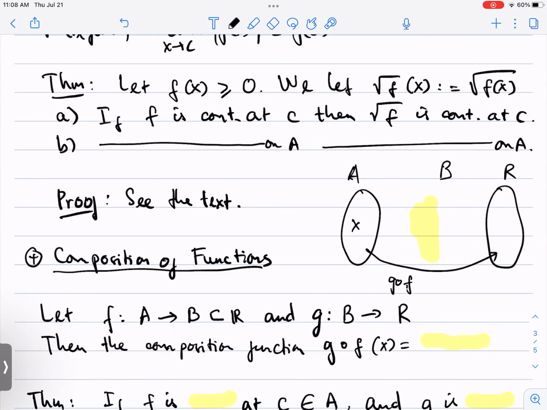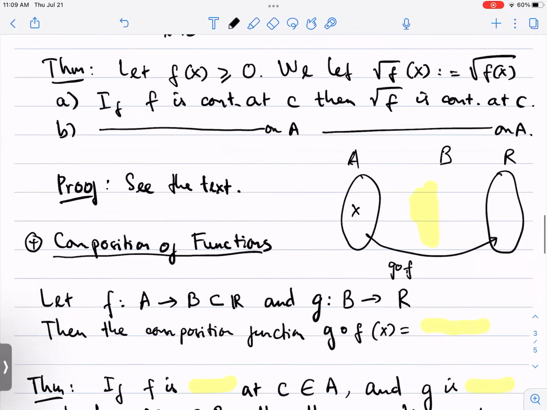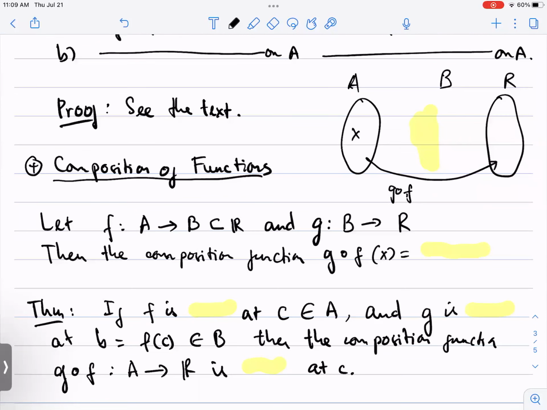Another example here is about the square root function. Let the function f(x) be non-negative. We let the square root function be defined in the natural way. Now the conclusion is that if the function f is continuous at c, then the function square root of f is also continuous at c. If the function f is continuous on a subset A, then the function square root of f is also continuous on the subset A. The proof is given in the text, and we're going to skip it here.